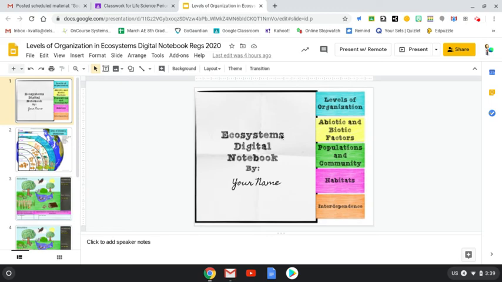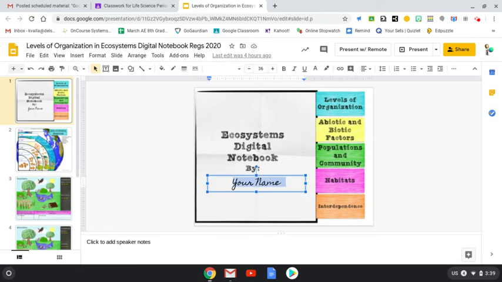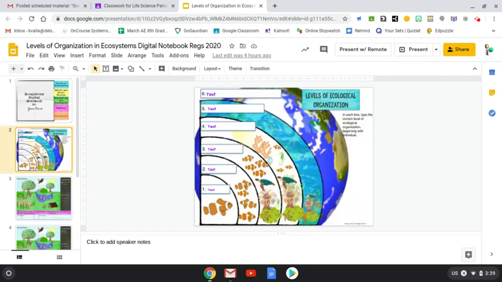Right where it says your name, you're going to click on it and add your name in that little section. Then it's going to go through basically all the levels that you learned yesterday. If you look here, you see one Nemo. That would be an example of, you would double click and write organism, okay, because there's just one of them.